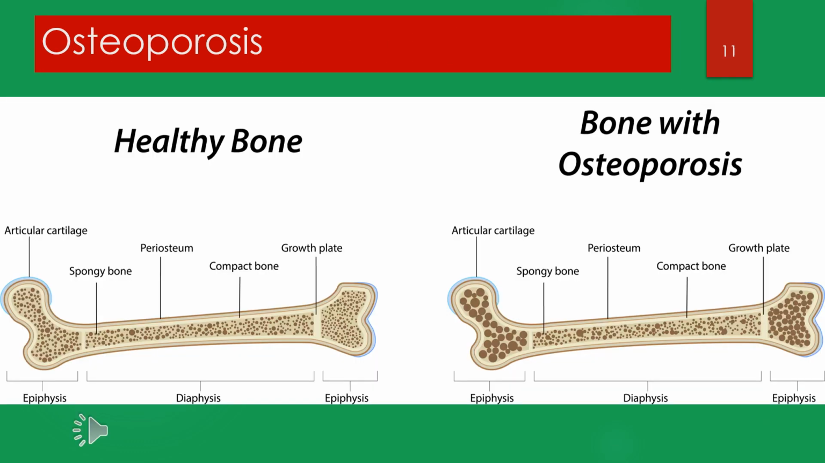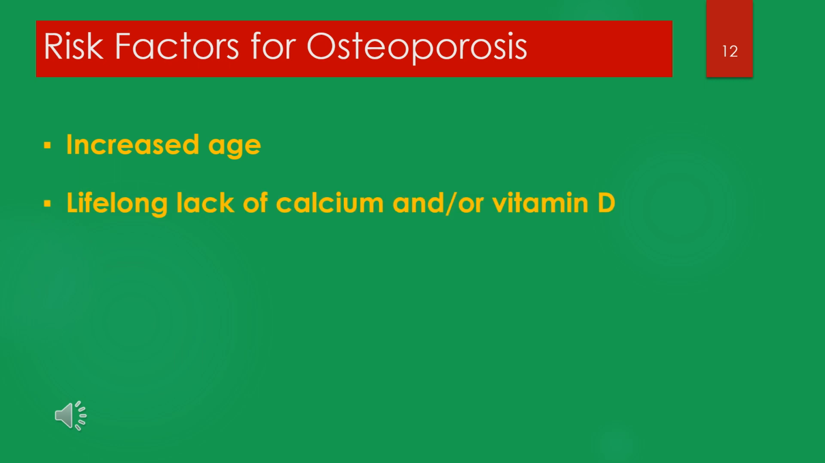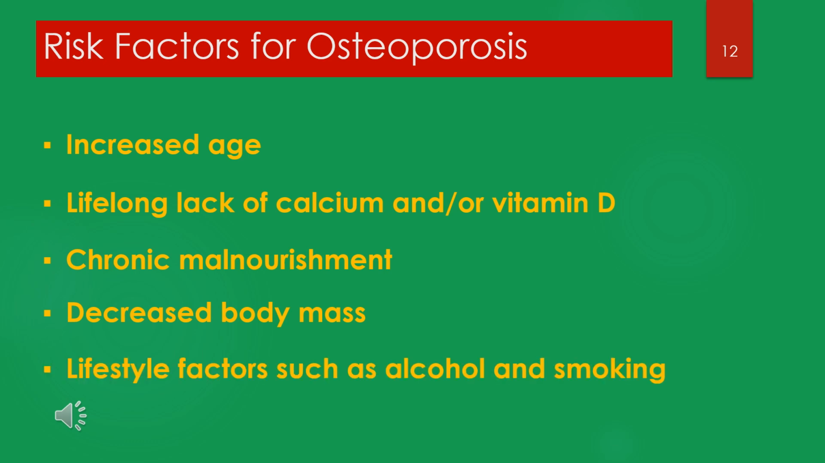Osteoporosis. This is a condition involving a loss of bone density where bones become weakened and brittle. According to Johns Hopkins, it typically occurs after age 50. The chances of osteoporosis increase with age. However, lifelong lack of calcium and/or vitamin D intake, chronic malnourishment, and decrease in body mass are also factors in this disease. There are many other factors as well, such as alcohol intake and smoking.